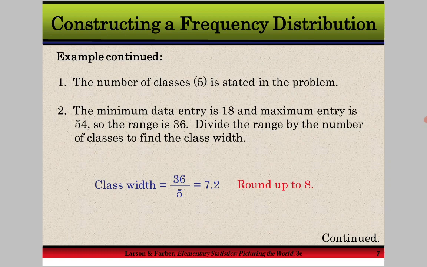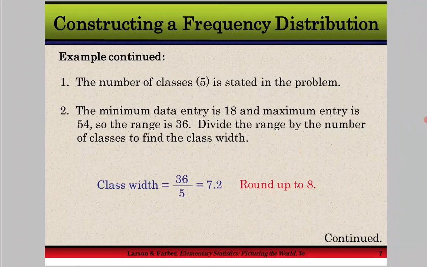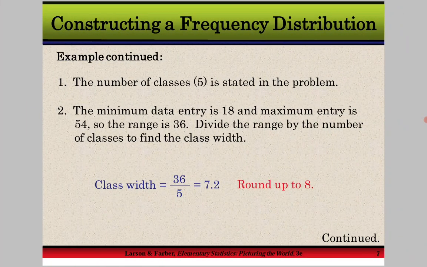The second step: the minimum data entry is 18 and the maximum data entry is 54. So what is the range? Range is equal to maximum value minus minimum value, that is 36. Divide the range by the number of classes to find the class width. The number of classes is 5.